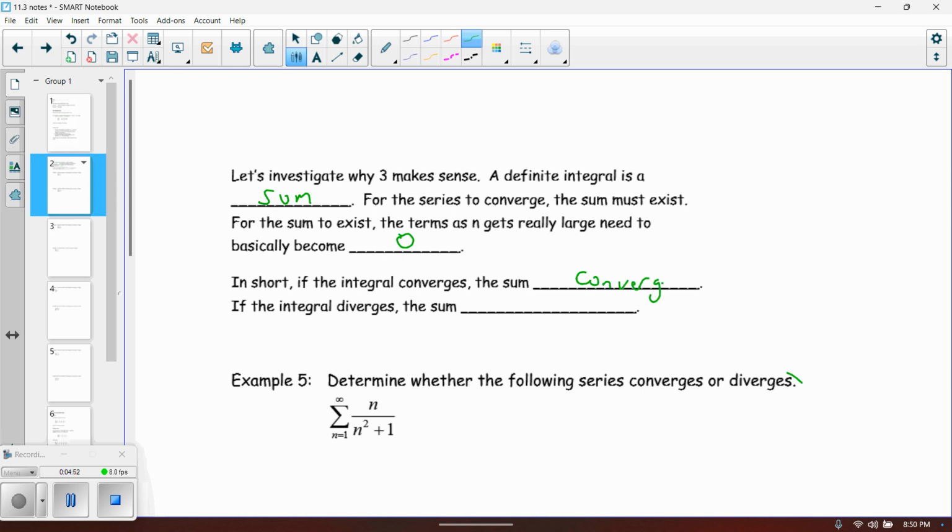Just repeating what we said. And if the integral diverges, the sum diverges. They are very closely linked. Even though they are not the same, they are very closely linked. All right, so let's take a look at this.